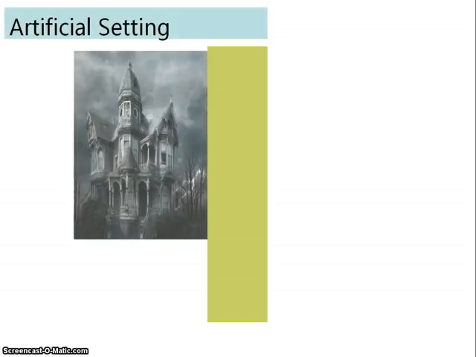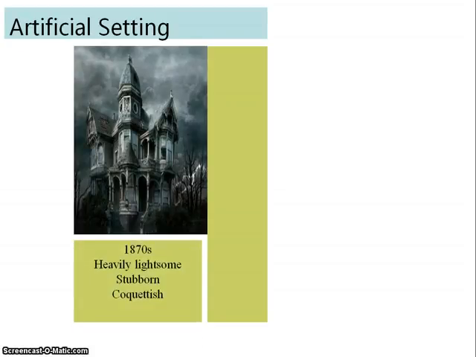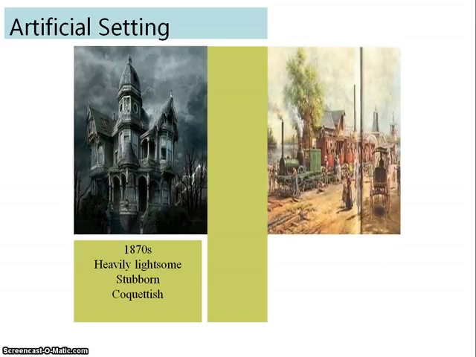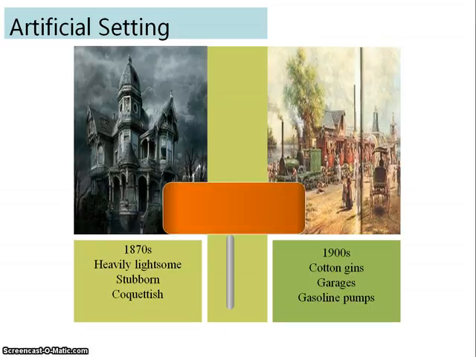As for the artificial setting, the scene in the novel is depicted as follows. It was a house in the heavily lightsome style of the 70s, lifting its stubborn and coquettish decay above the cotton wagons and the gasoline pumps. An eyesore among eyesores.